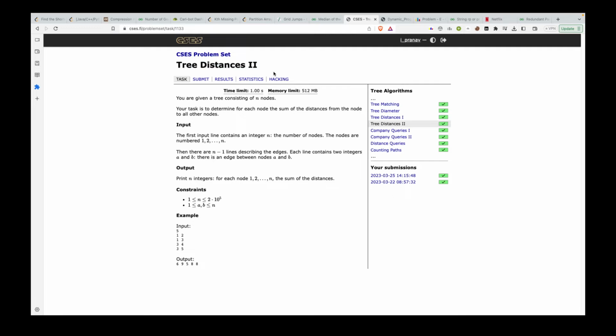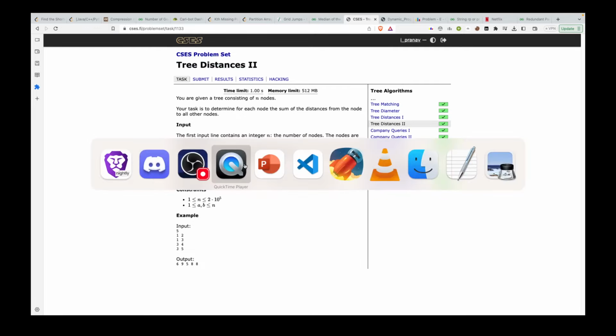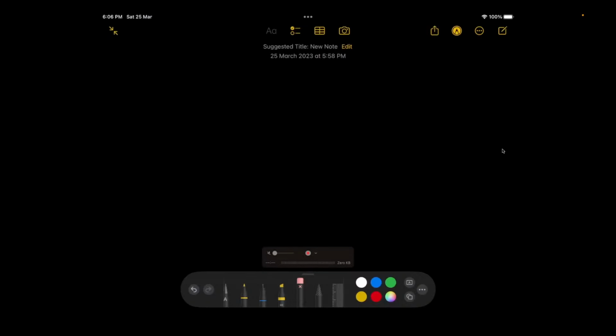But before we actually start with the problem, let's just try to understand what tree rerouting is in general. Then we'll come to this problem, and then we'll try to understand how we can utilize it over here. So tree rerouting basically means that let's say you have a tree.